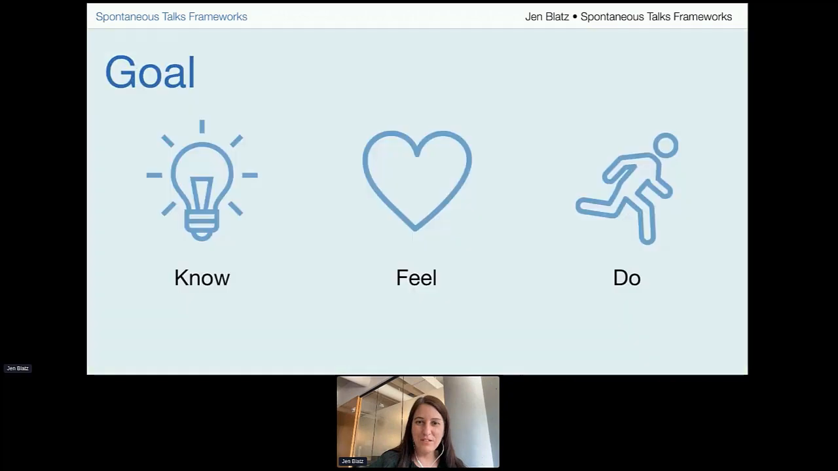Now, I'm going to be throwing a lot of abbreviations at you today, but don't feel like you need to remember them all. I will have a summary slide here at the end that you could take a screenshot of, and it'll help you remember the frameworks we're going to talk about.